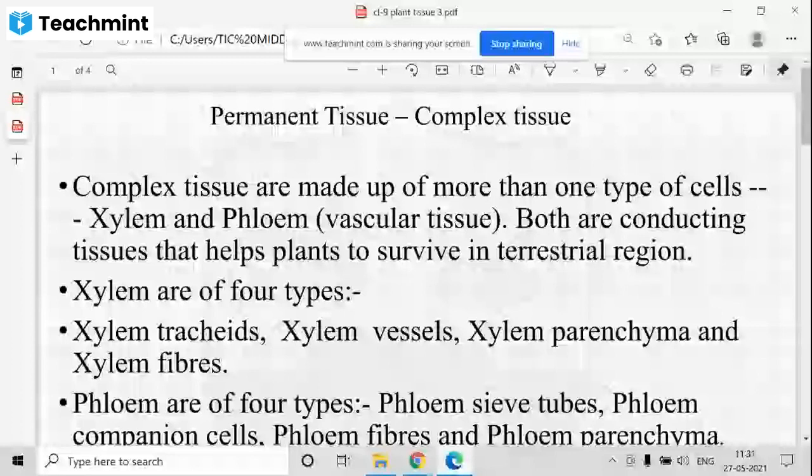The conducting tissues are not so strong in plants which grow in water or underwater. But terrestrial plants have strong conducting tissues because they need to absorb water and mineral salts from the soil by the roots. Water is not plentiful everywhere, so the root has to really fetch the water, and then it has to be transported to the leaves for photosynthesis.